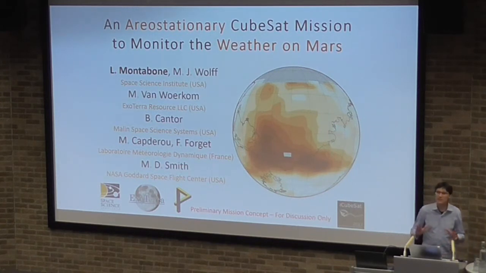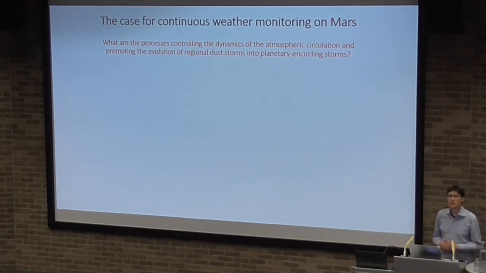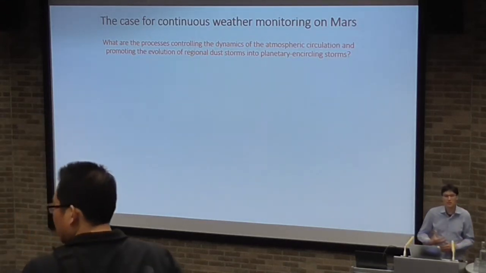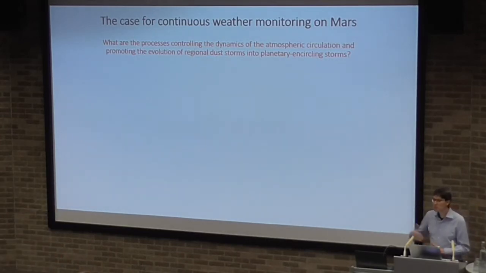So having set the scene, let me now make the case for such a mission concept, starting from a scientific question, which is: what are the processes controlling the dynamics of the atmospheric circulation on Mars and promoting the evolution of the regional storms into planet-encircling storms, which are storms that are covering the whole planet? This is one of the main scientific questions on Mars, and this is what we would like to answer with a novel mission, a novel way to look at things on Mars.